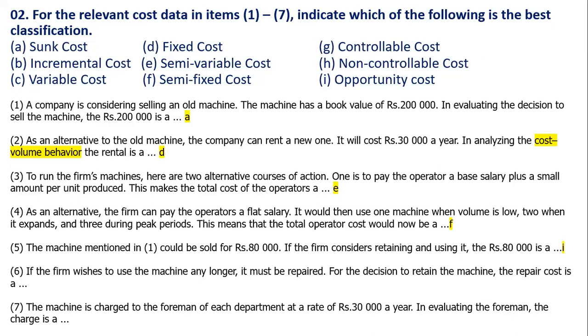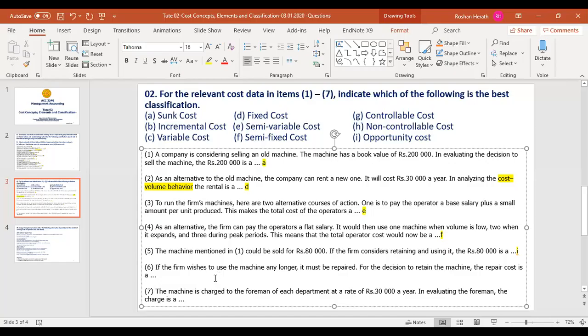Right? Hence, here what is that? It's an incremental cost. The cost that changes from alternative to alternative. Right? So in fact, if you think of disposing this machine, you don't have to incur that repair cost. But if you think of keeping and using it, you have to repair. So therefore, it's incremental in nature. Right? Hence, I would like to suggest that the correct answer is answer B. Good. So I appreciate your attempt.